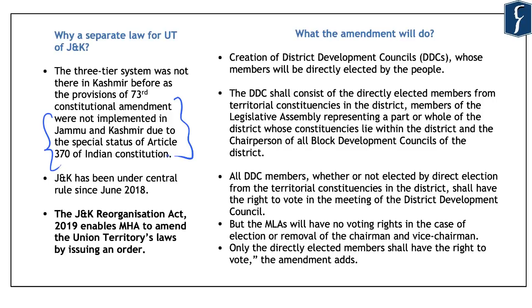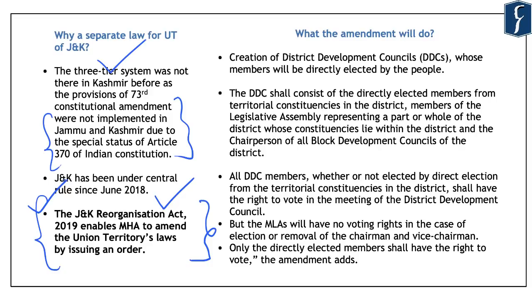Now we note that Jammu and Kashmir has been under central rule since June 2018, because Article 370 has now been abrogated. And now the state of Jammu and Kashmir has been converted into a union territory. In this regard, the Jammu and Kashmir Reorganization Act of 2019 enabled the Ministry of Home Affairs to amend the Union Territory's laws by issuing an order. So this empowers the Ministry of Home Affairs to have control over the laws that are passed by the legislature of the Union Territory. As the Jammu and Kashmir Panchayati Raj Act of 1989 still holds, the Ministry of Home Affairs has amended it and has now made it a 3-tier system.